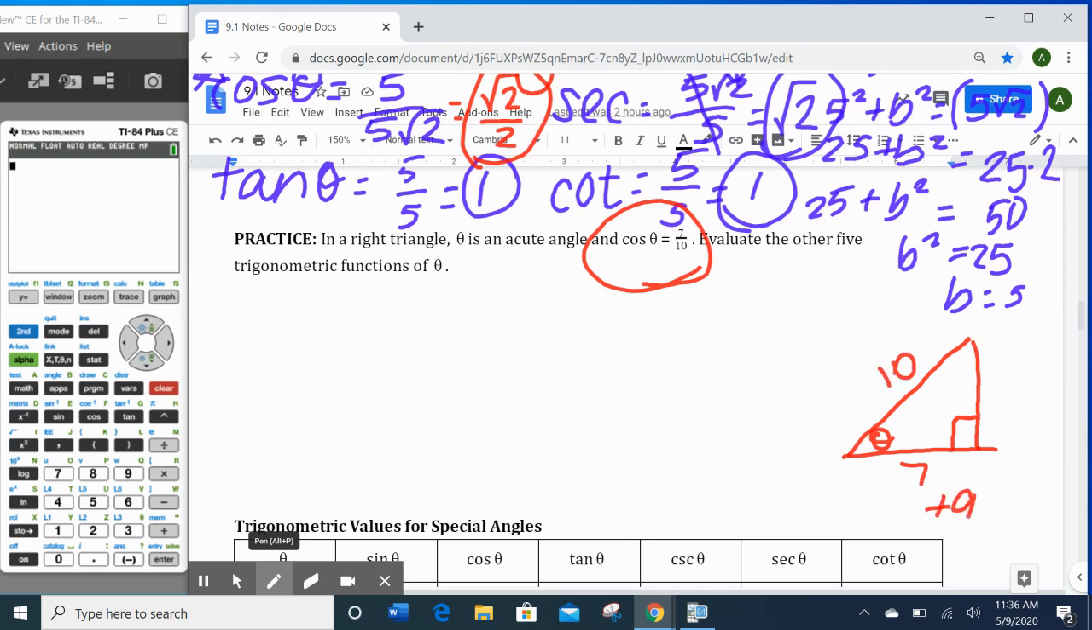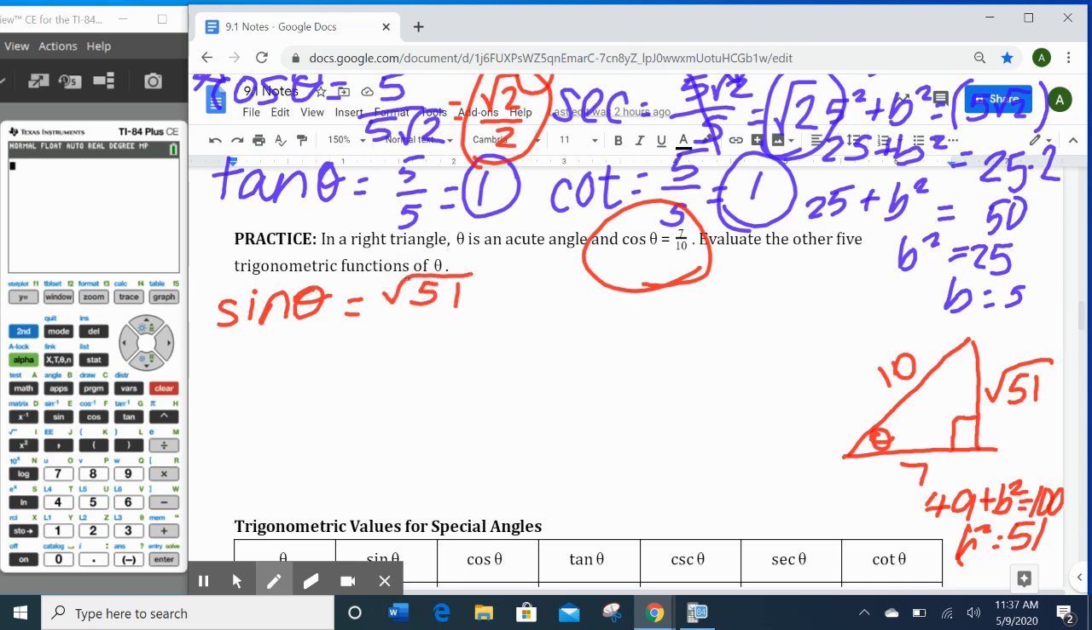So if I do 7 squared plus b squared equals 100, b squared equals 51, and 4 doesn't go into 51, 9 doesn't go into 51, so root 51. So I've got the cosine that I already know. So I'm going to start with the sine of theta, which is opposite over hypotenuse, root 51 over 10. The cosine of theta is adjacent over hypotenuse, we already know it. So technically I don't have to write that. It's not wrong to write it, but I'm not going to waste the room because I know I'm probably going to run out of room anyways.